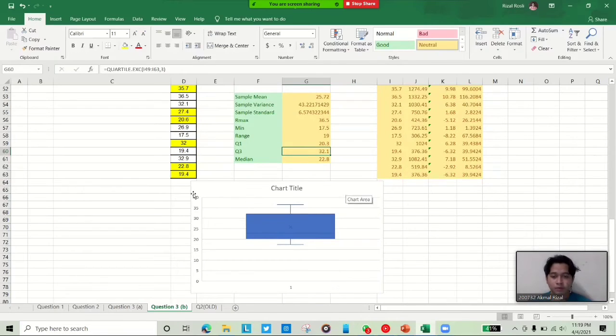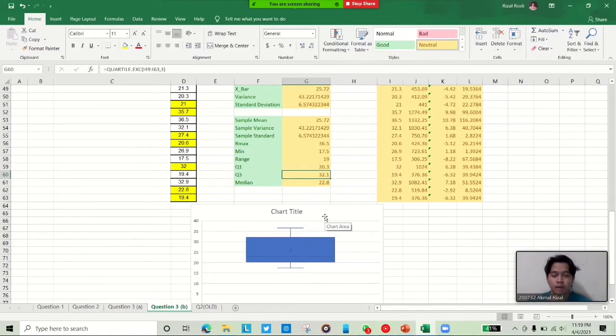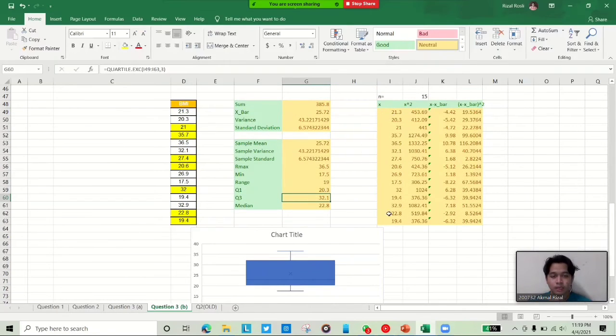And for this graph, there are actually no outliers here, because all of the data is in the range of the minimum outliers and the maximum outliers.